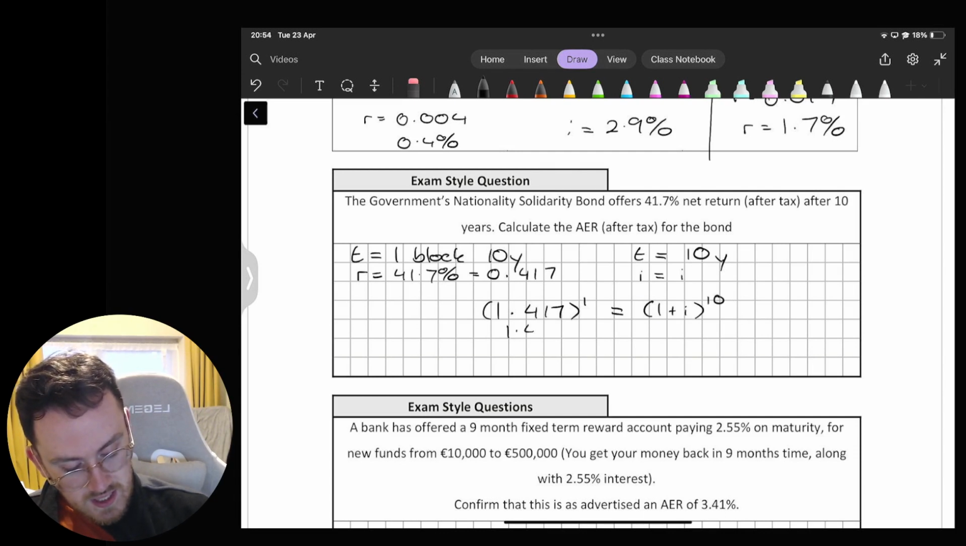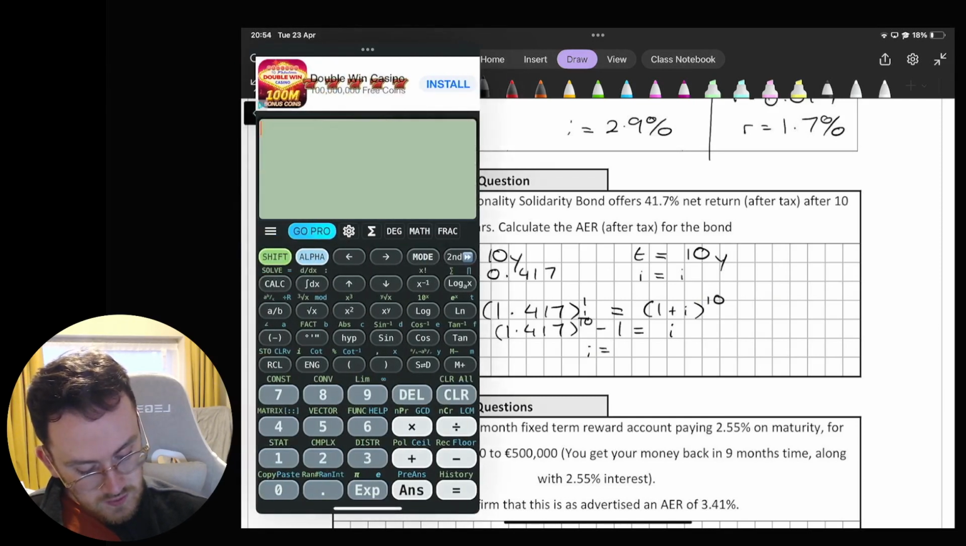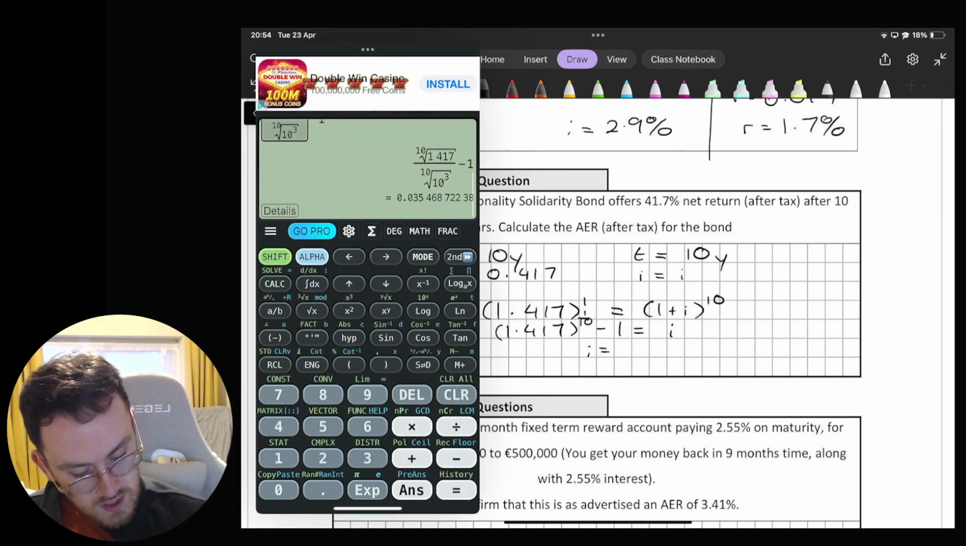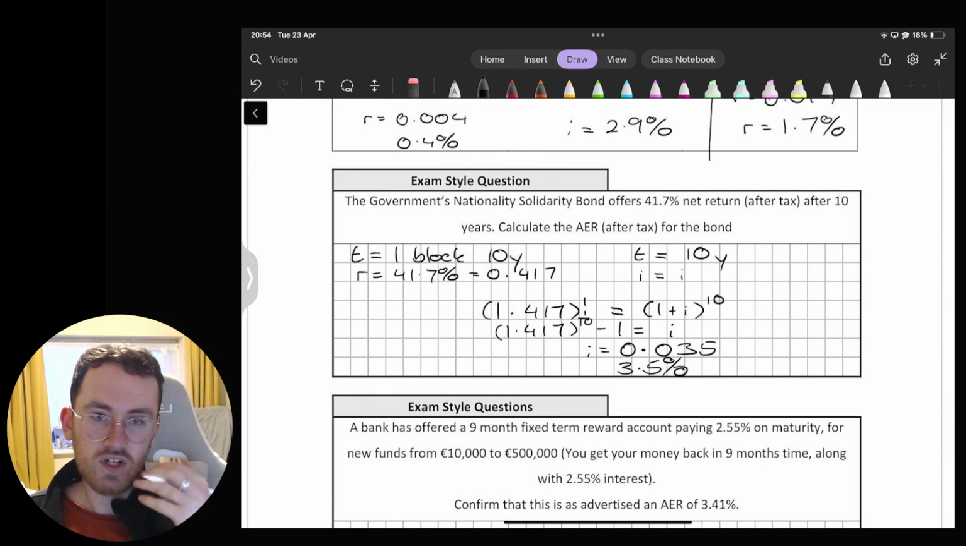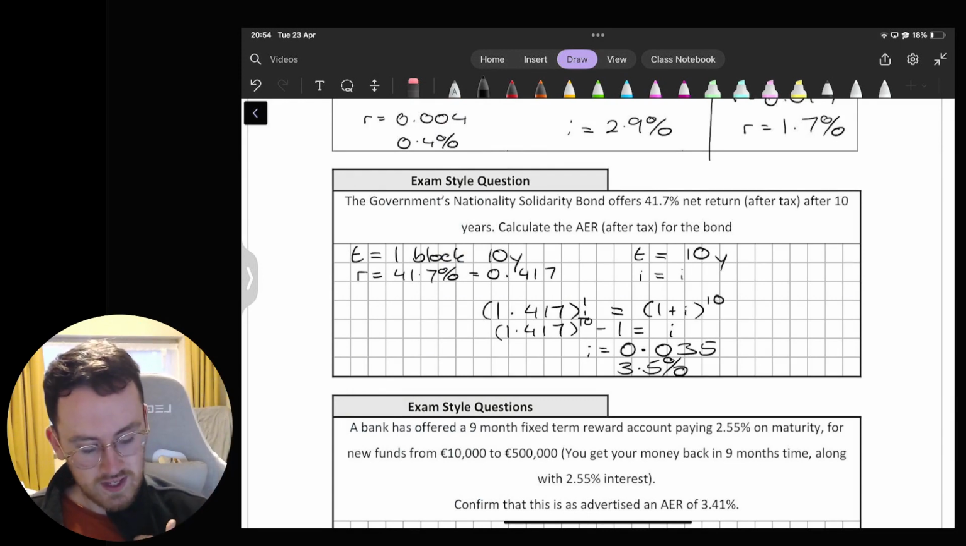So I'm going to need to take the 10th root of this left hand side, so 1 over 10, and subtract 1 to find the value of i, and my overall value of i then: 1.417 to the power of 1 over 10, and subtract 1 gives me an annual rate of 0.035, which of course is a rate of 3.5%, which does kind of line up with an overall yearly rate across 10 years of 41.7%. So an annual rate of 3.5%.